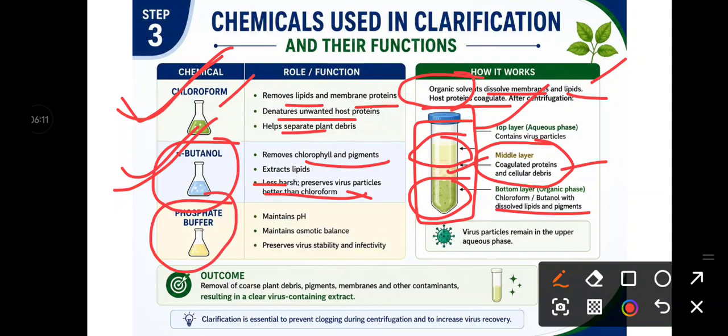And phosphate buffer will maintain the pH and osmotic balance and ultimately preserve the virus stability as well as virus infectivity. So this is about the chemicals used in the clarification process.